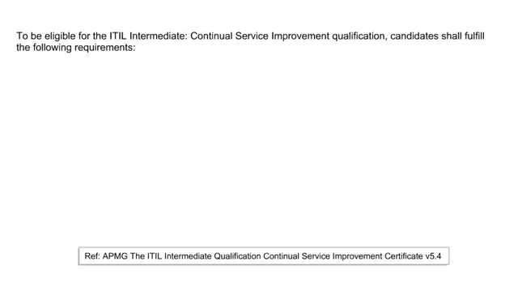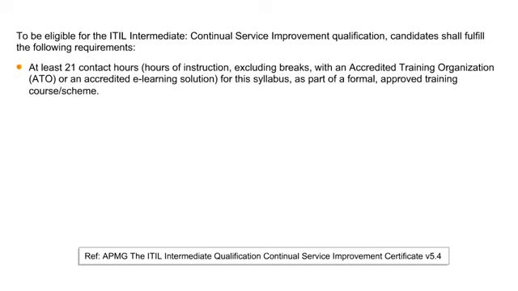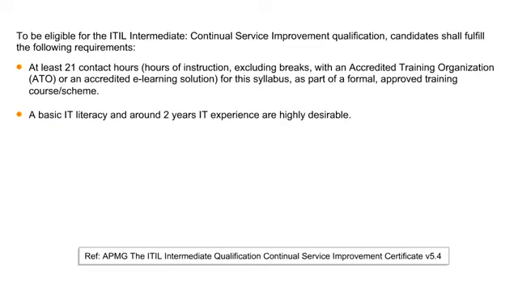To be eligible for the ITIL Intermediate Continual Service Improvement qualification, candidates shall fulfill the following requirements. At least 21 contact hours of instruction, excluding breaks, with an accredited training organization, ATO, or an accredited e-learning solution, for this syllabus, as part of a formal, approved training course scheme. A basic IT literacy and around 2 years of IT experience are highly desirable.